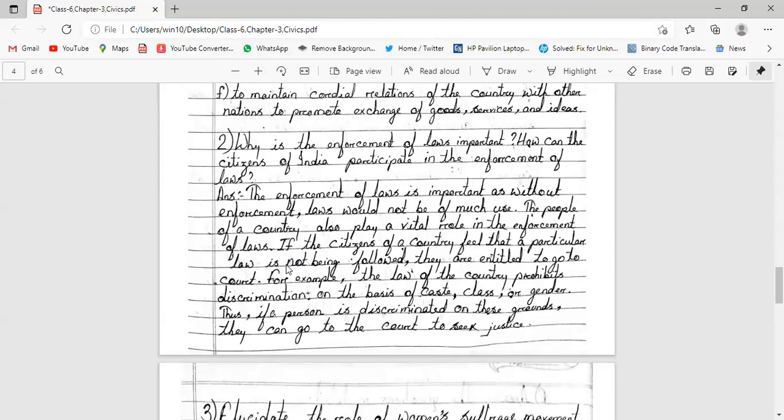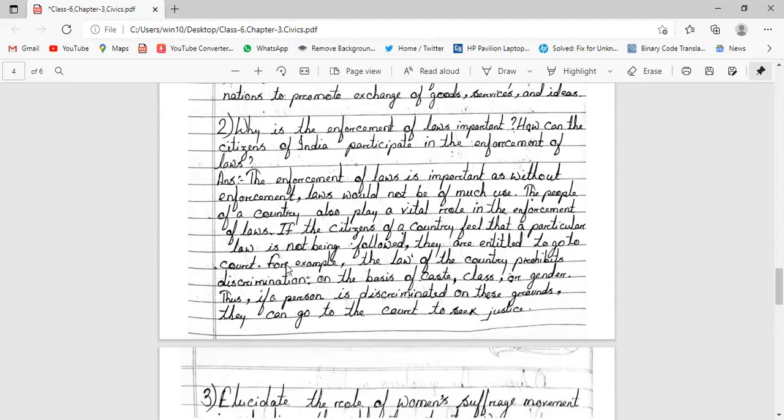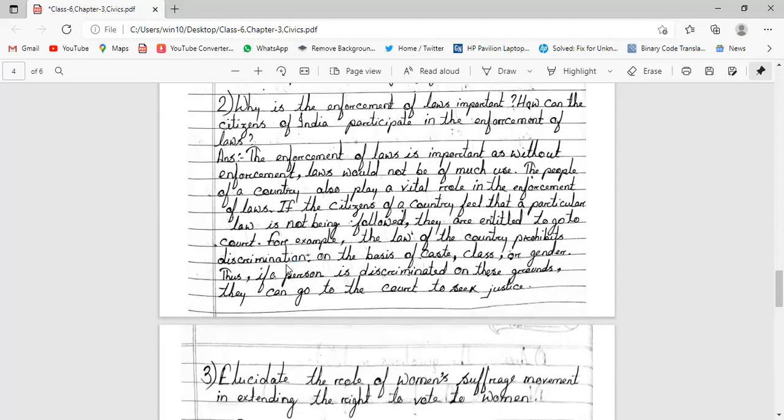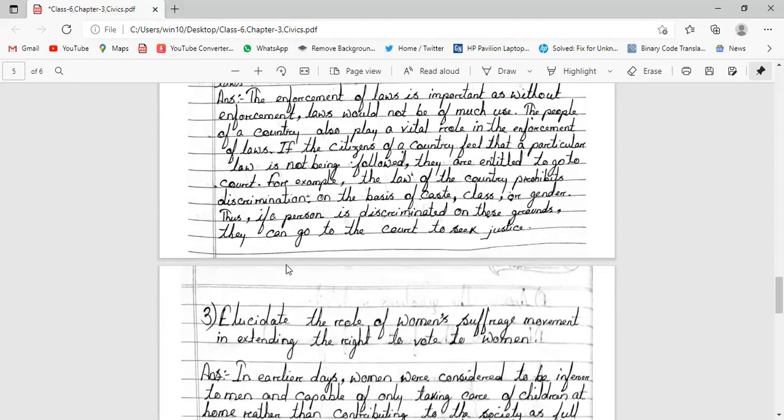If the citizens of a country feel that a particular law is not being followed, they are entitled to go to the court. For example, the law of the country prohibits discrimination on the basis of caste, class, or gender. Thus, if a person is discriminated against on these grounds, they can go to the court to seek justice.